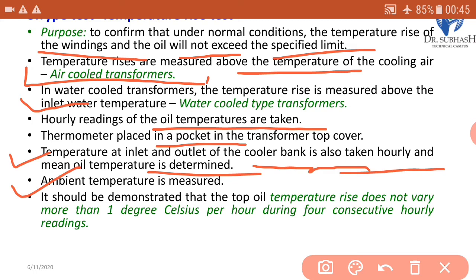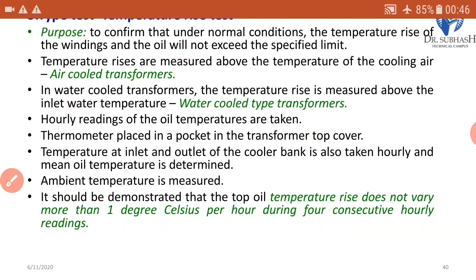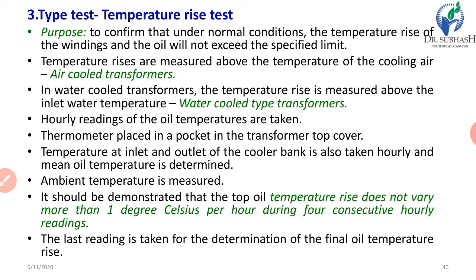It should be demonstrated that the top oil temperature rise does not vary more than 1 degree Celsius per hour during 4 consecutive hourly readings. So this is the standard for this temperature rise test, and we have to make sure that it is as per standard or not. Otherwise we have to make some cooling arrangements. The last reading is taken for the demonstration of the final oil temperature rise.